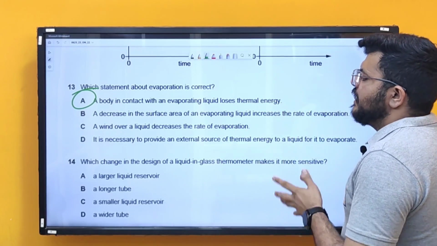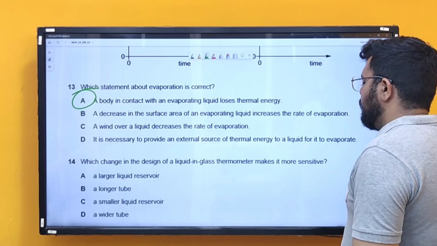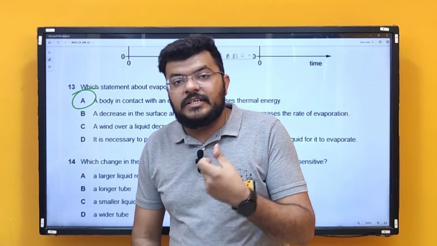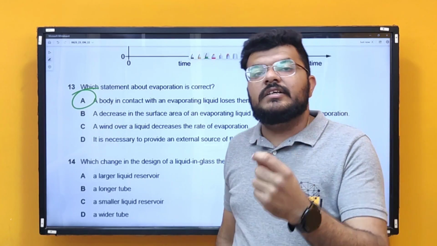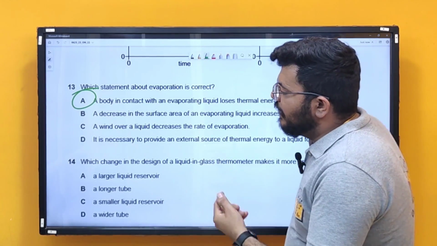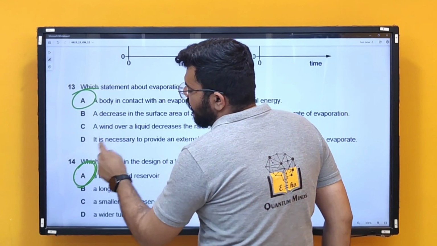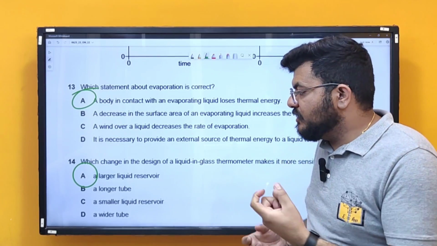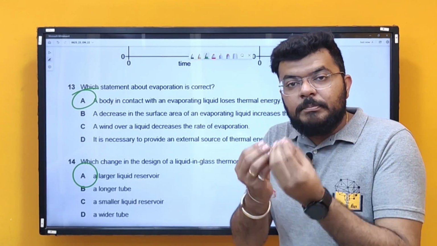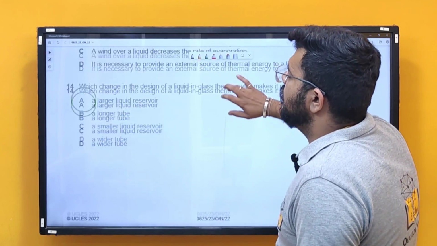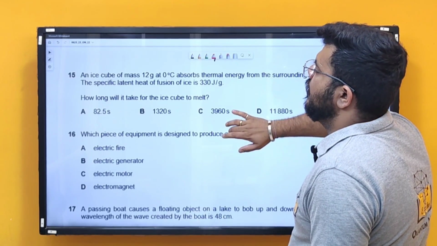So option A, a body in contact with an evaporating liquid loses thermal energy. Which change in design of a liquid in glass thermometer makes it more sensitive, faster? It can change its distance faster. It can travel more distance with a small change in temperature. A larger liquid reservoir, right? So small change in temperature, larger distance traveled due to larger liquid reservoir, keeping the capillary size same. That makes it more sensitive.